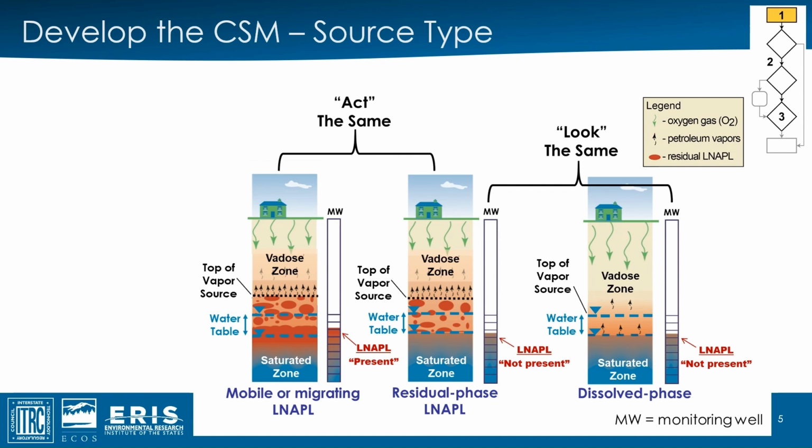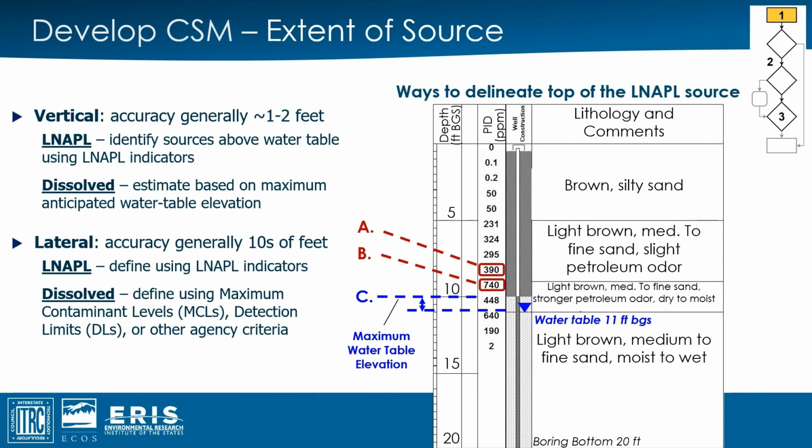To help minimize this, ITRC's 2014 PVI guidance contains information on general LNAPL indicators. These indicators are also discussed in more detail in a separate ITRC video titled "Bottoms Up to PVI Investigation." This video also includes additional information on site characterization that are important in developing a CSM at petroleum vapor intrusion sites. Knowing the location of a petroleum vapor source is important in identifying which buildings can be screened in and which can be screened out.